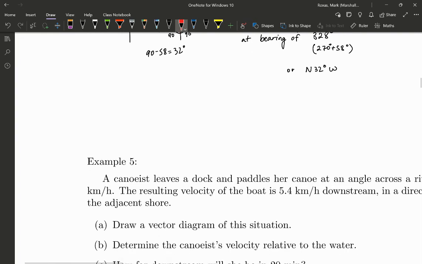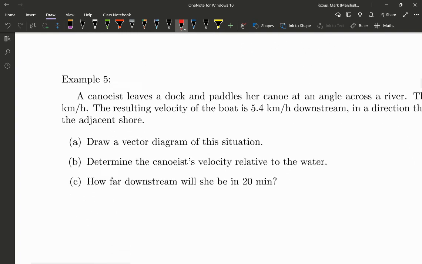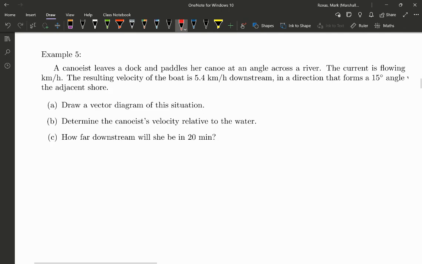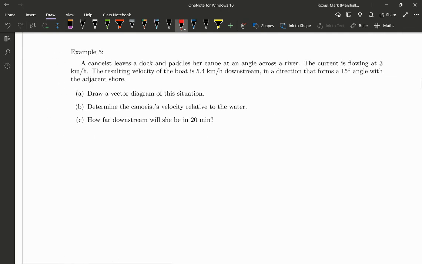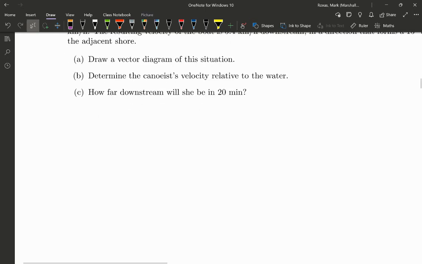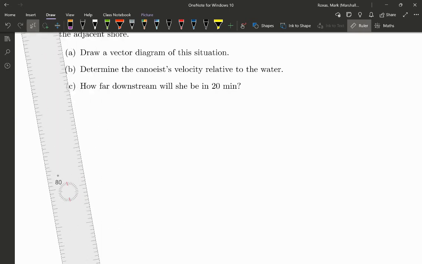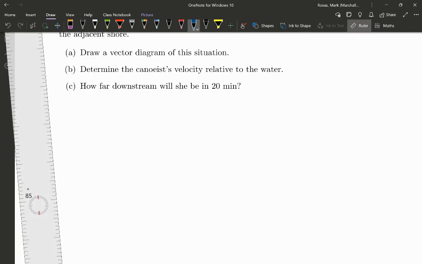Let's look at one more example. Example 5. A canoeist leaves a dock and paddles her canoe at an angle across the river. The current is flowing at 3 kilometers per hour. The resultant velocity of the boat is 5.4 kilometers per hour downstream in a direction that forms a 15-degree angle with the adjacent shore. So part A, draw a vector diagram of the situation. All right, so again, a lot of these problems, the hard part is, well, what does this diagram look like? So you have to be very careful about what we're drawing.